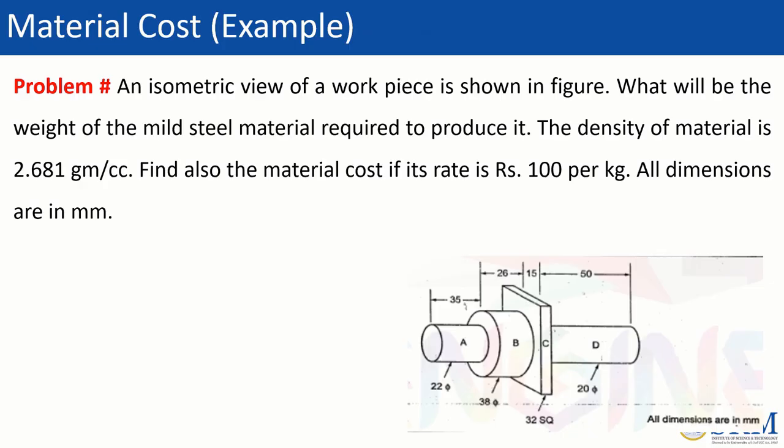Now we will go with an example for determining the material cost. So now let's apply these concepts to a practical workshop problem. Take a look at the multi-stepped shaft displayed in this isometric view. All the dimensions are given in millimeter. Our objective is to determine the total weight of the mild steel required to produce this workpiece, given a material density of 2.681 grams per cubic centimeter. Once we have that weight, we need to calculate the total material cost if the market rate is 100 rupees per kilogram.